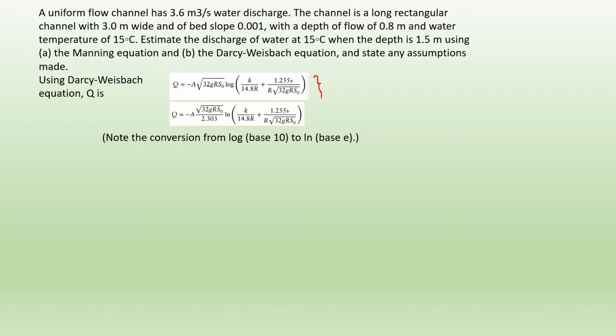So the Darcy-Weisbach equation is this part of the formula, which is V. In the textbook, the original term is in log, but to solve this question we use ln, and we have an addition of values here since we convert from log to ln.